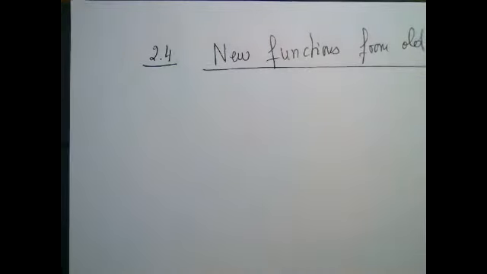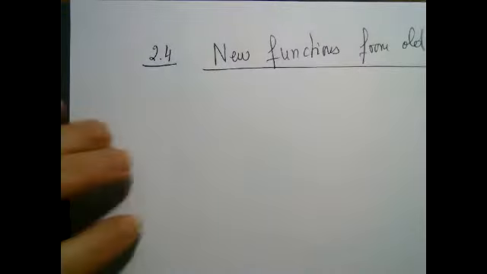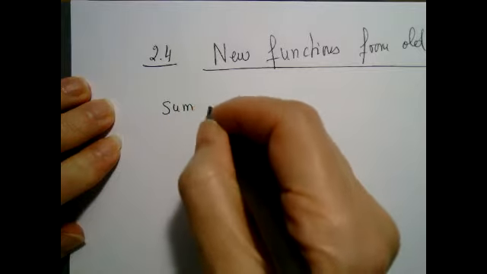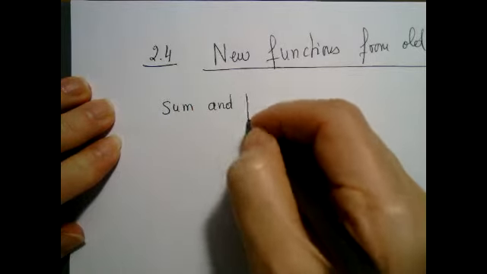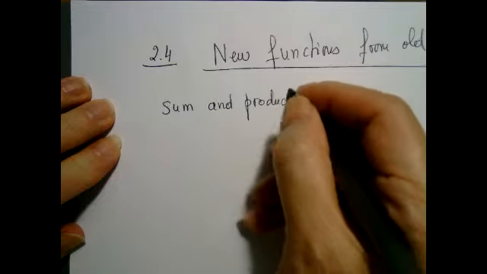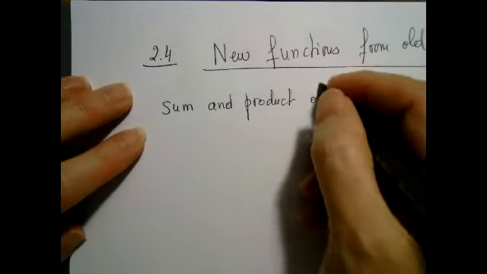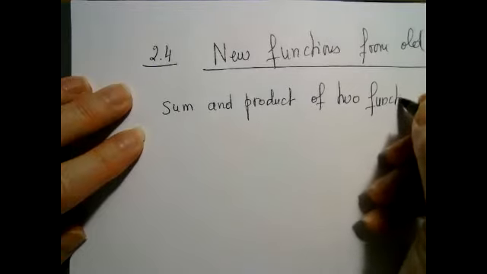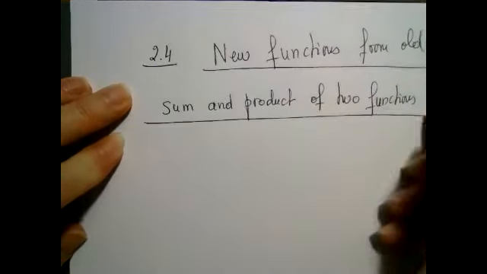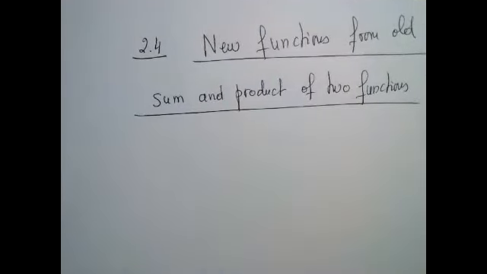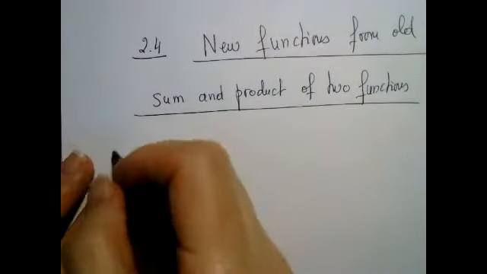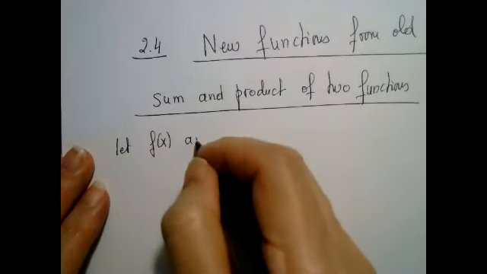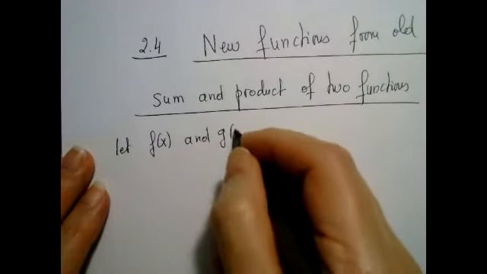Okay. Now, the idea is the following. First, I'm going to write sum and product of two functions. Don't be afraid of what I'm writing. So suppose we have two functions. It means I have two rules. So let f of x and g of x be two functions. Each one of them has its own rule.